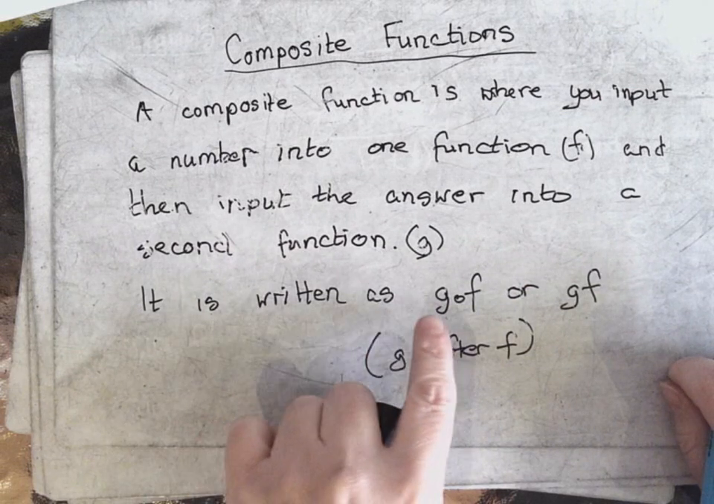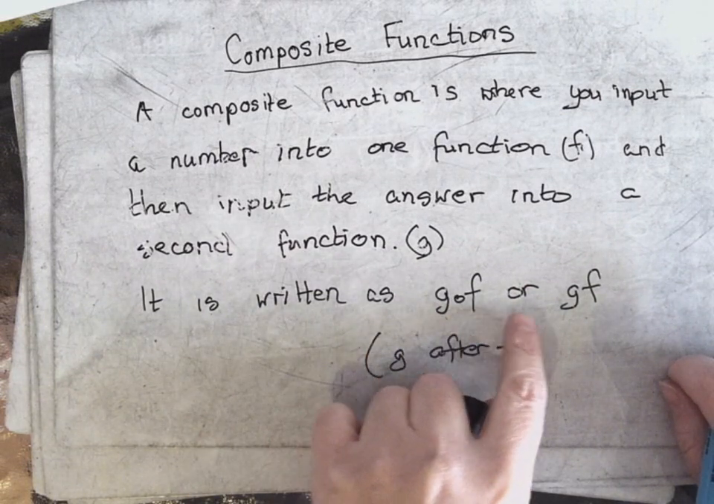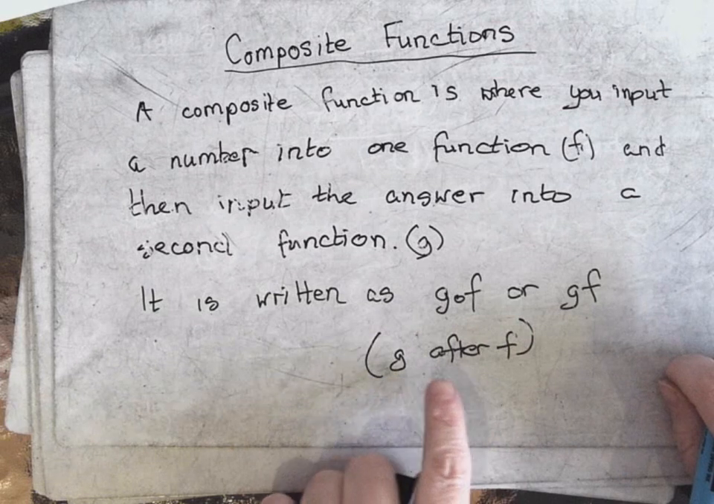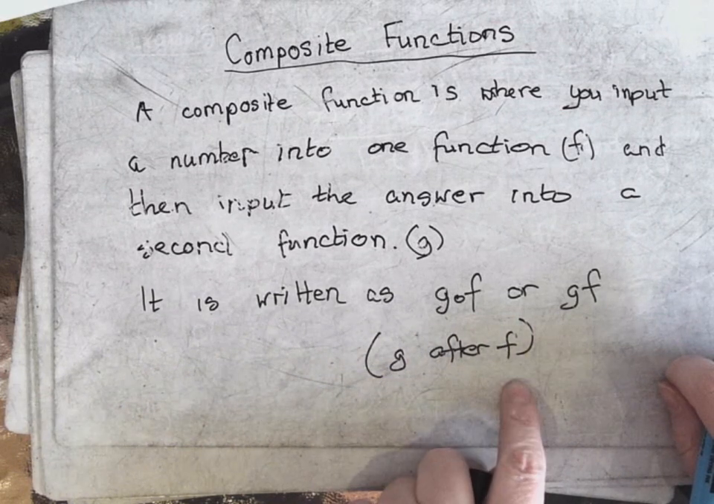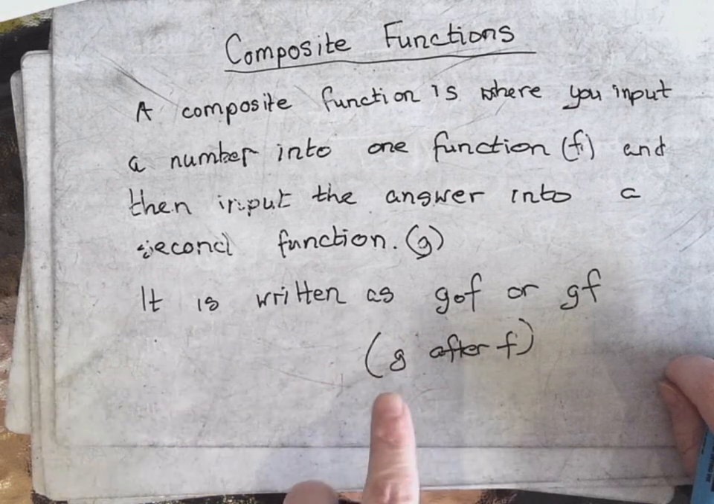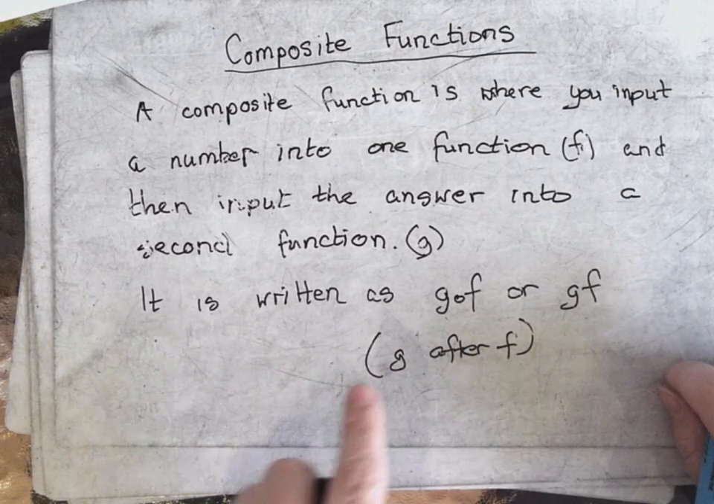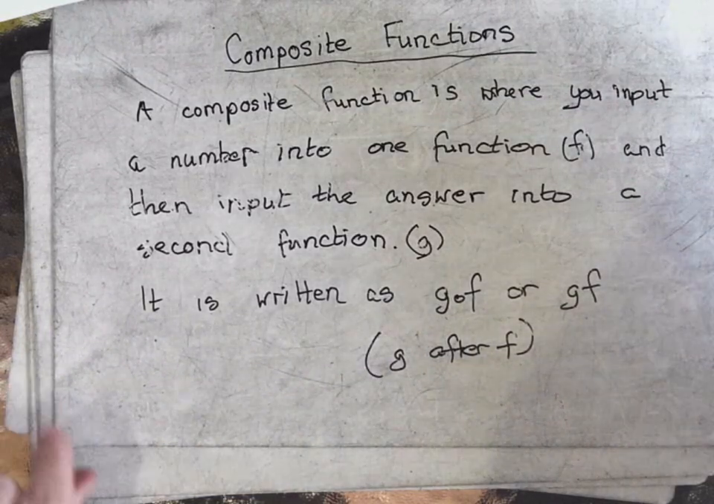It is written as g little circle f, or g of f, which is read g after f. So g after f means you do f first. You put it into f, then you take the answer and put it into g. It'll make more sense when we see the next bit.